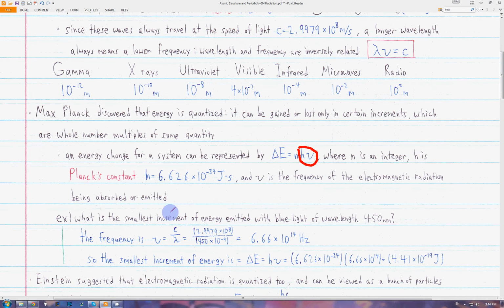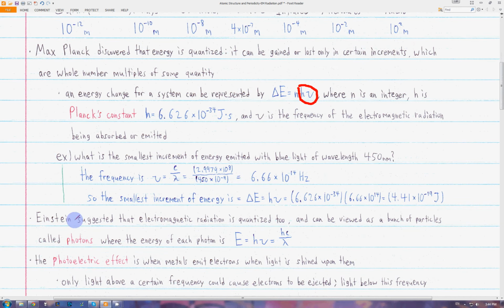So if we have blue light being emitted with a wavelength of 450 nanometers, then we can calculate the quantum, or the smallest increment of energy. So first we find the frequency of this radiation, which is the speed of light divided by the wavelength, so 6.66 times 10 to the 14th hertz. And then the smallest increment of energy, which is when n is equal to 1, is just h, Planck's constant, times the frequency. And so we get 4.41 times 10 to the negative 19th joules.